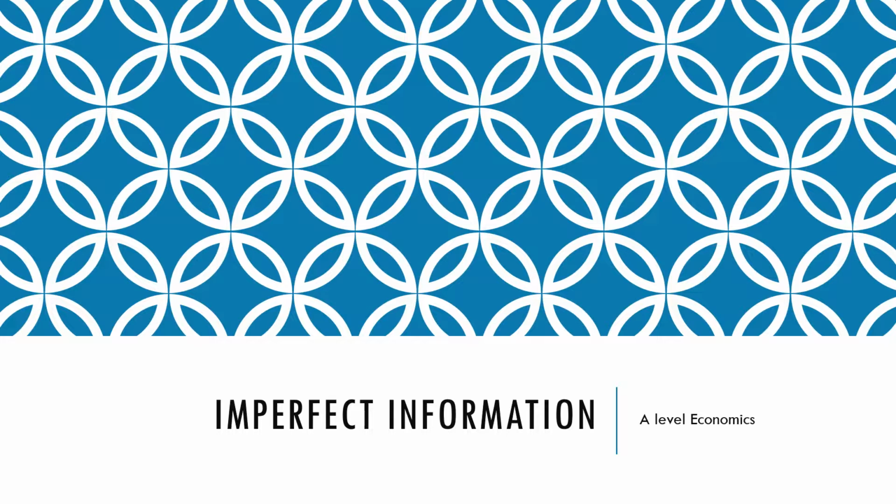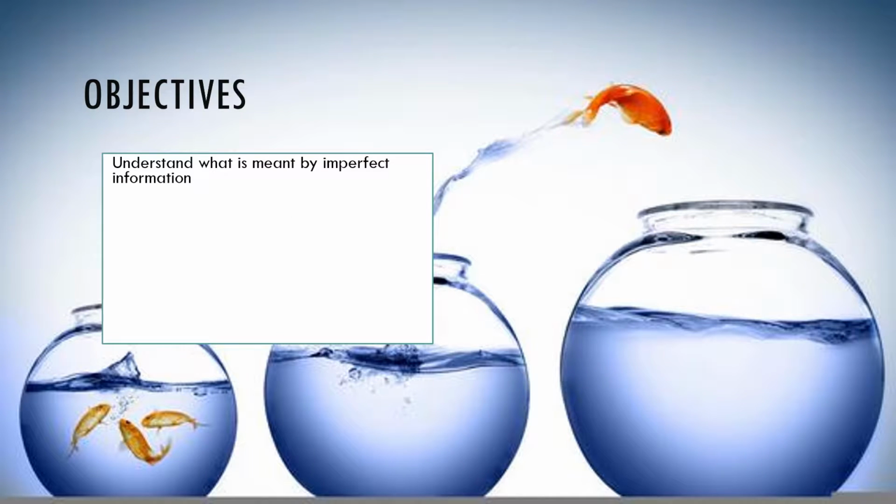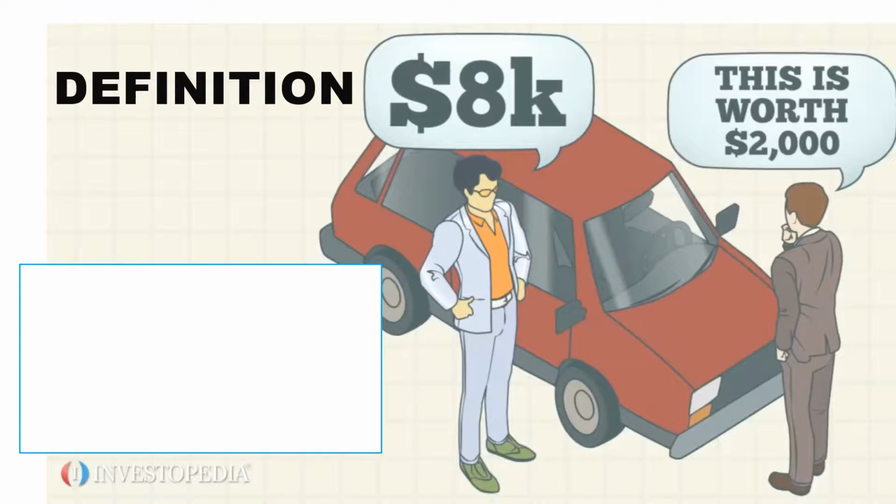Hello and welcome to this video on imperfect information. In this video we're going to look at what is meant by imperfect information, then relate this to how it causes market failure, and then look at some examples of where this may be the case.